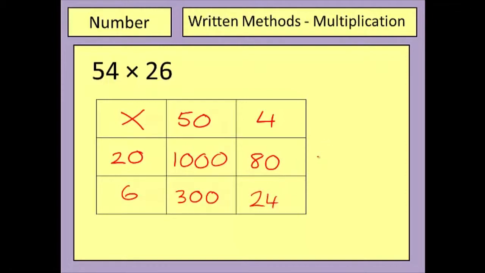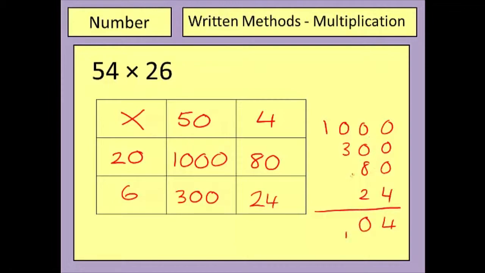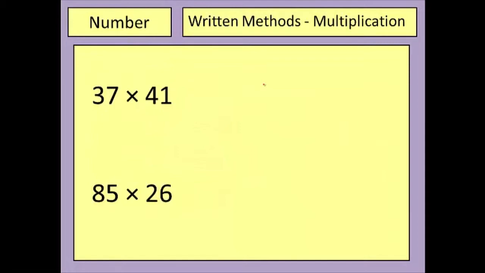What I can do now is take all of these numbers and set them up in a column addition, so 1000, 300, 80 and 24. And what I'm going to do is add them up now, so 0, add 0, add 0, add 4, 0, add 0, add 8, add 2 is 10, 0, add 3, with this 1 included down here, and the 1 drops all the way down. So my answer to 54 times 26 is 1404.